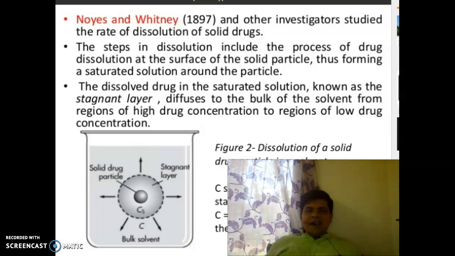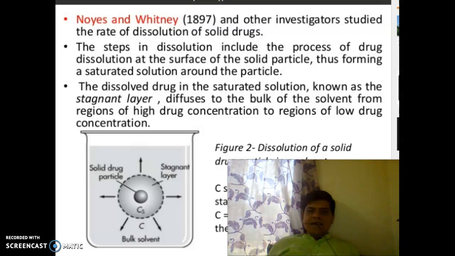This dissolution is the step which includes the process of drug dissolution at the surface of the solid particle, thus forming a saturated solution around the particles. Here we are dissolving the solid drug in the solution, and that solution covers the surface of that solid particle. The more the solution interacts with the solvent, the more the solubility increases. Depending upon the surface area, that affects the dissolution and the solubility.